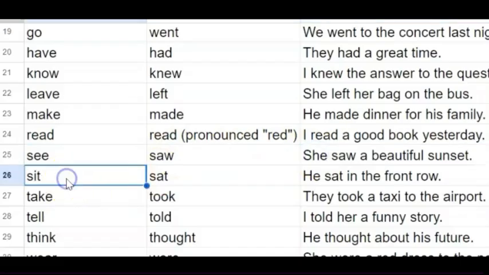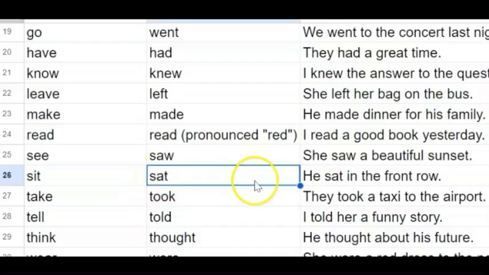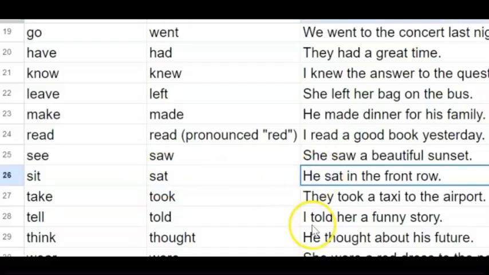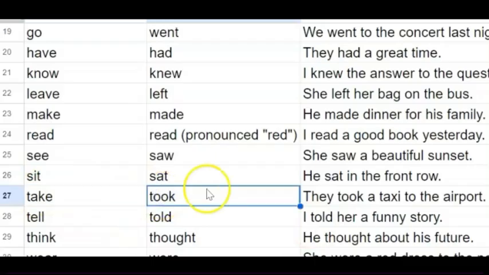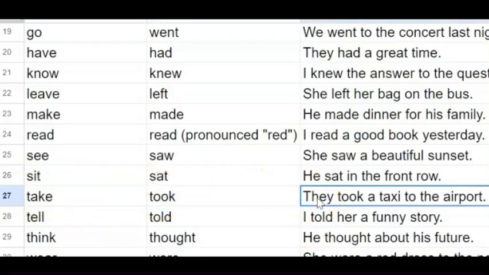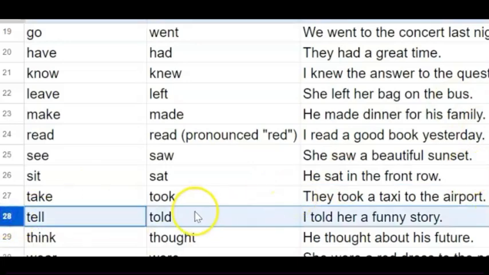See and saw, sit and sat. He sat in the front row. And then we go to take and took. A lot of these you just have to memorize, and by reading and working with these words and hearing them and remembering them. They took a taxi to the airport, or an Uber, or a Waymo.